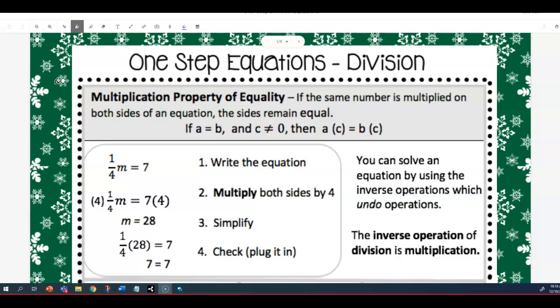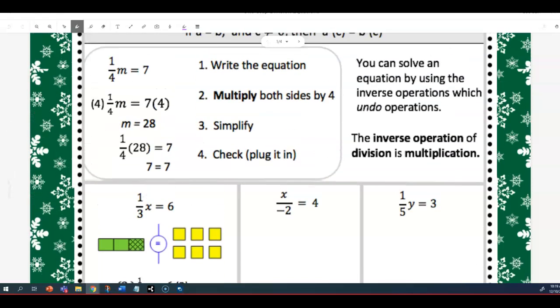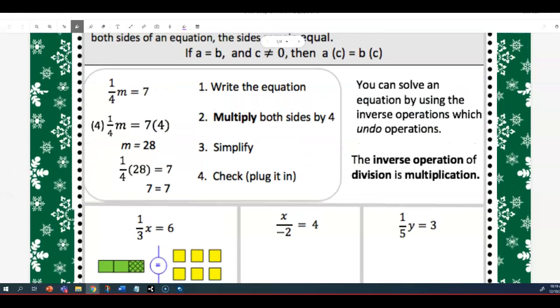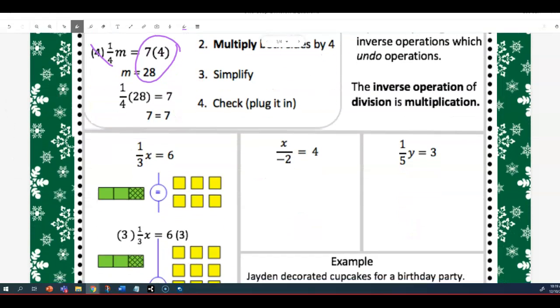Just like addition and subtraction are inverse operations, multiplication and division are also inverse operations. So to undo division, all we have to do is multiply. That's it. In this example, 1/4 m is the same as m over 4. We're going to multiply both sides by our denominator, the 4, to get rid of it. Those will cancel out, and it'll leave me with 4 times 7 is 28. We're multiplying the bottom number to both sides.